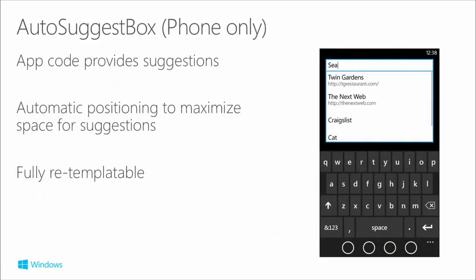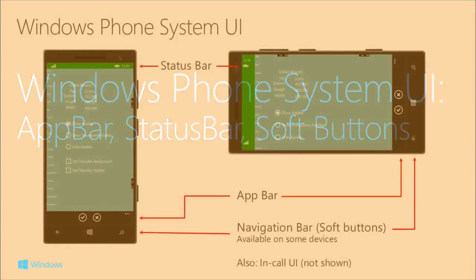So that's nice. We've got auto suggest boxes, another phone-only control, where you write some code to provide suggestions, and it will also give you back selections so that you can tap on one to select it.